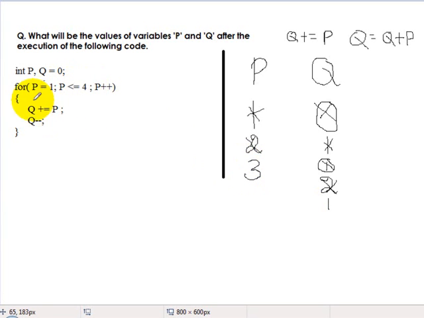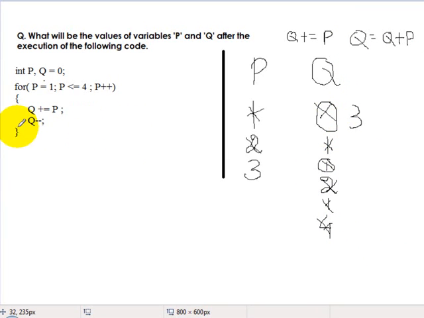It is again true. Then again we have to execute this set of statements. So q plus equals p means q equals q plus p. So q is 1, p is 3. 1 plus 3 equals 4. It means the new value of q equals 4. And q minus minus: 1 is subtracted from the current value of q. So 4 minus 1 equals 3, means the new value of q is 3.